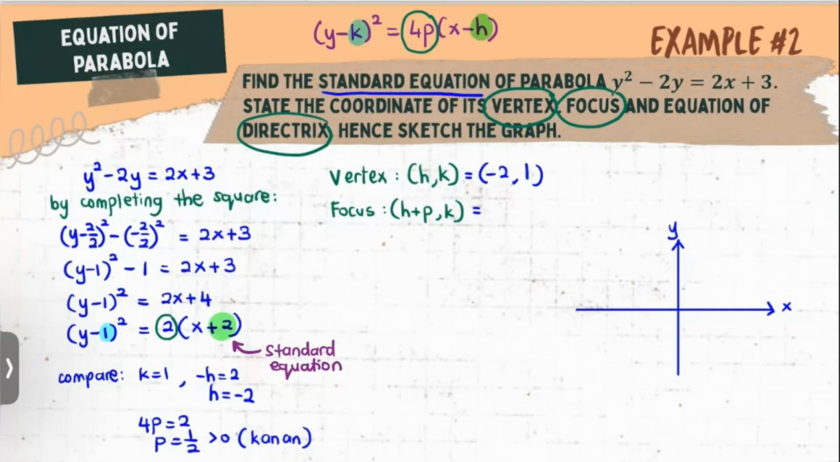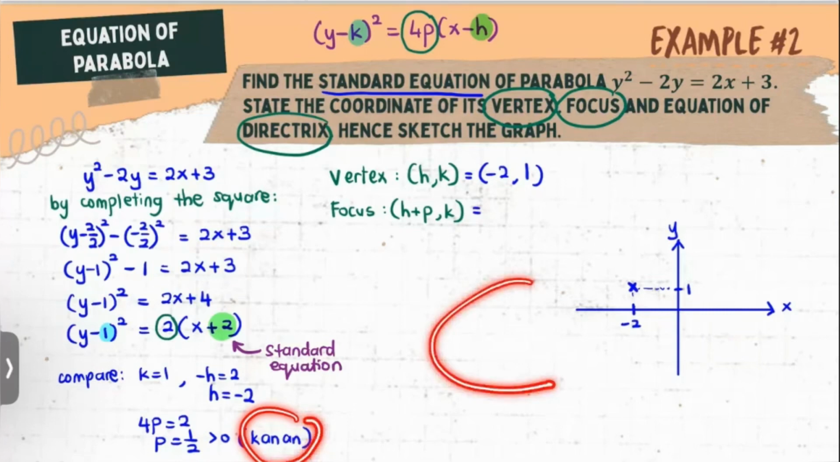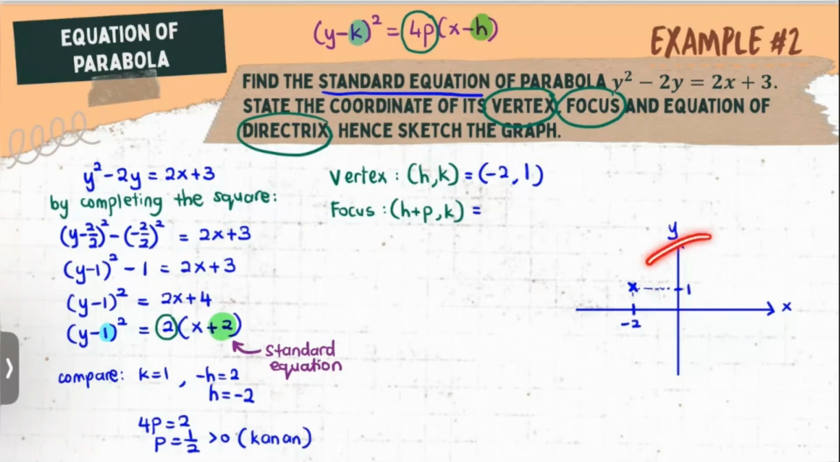Negative 2, 1. So negative 2 here, 1 here. Let's say this is negative 2 and here is 1. So this is my vertex. And then P earlier was half. If it opens to the right, P goes inside, so I will add half.